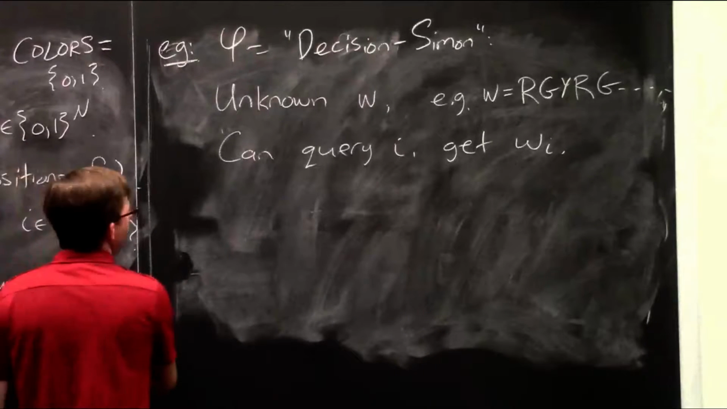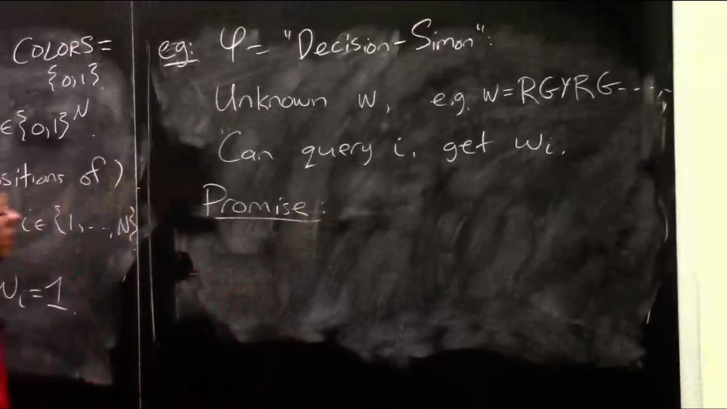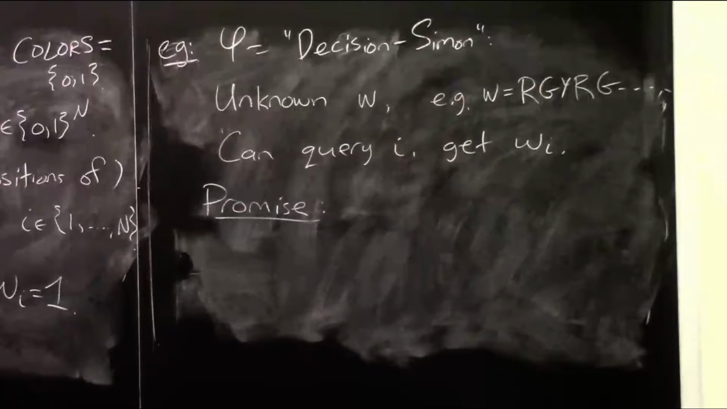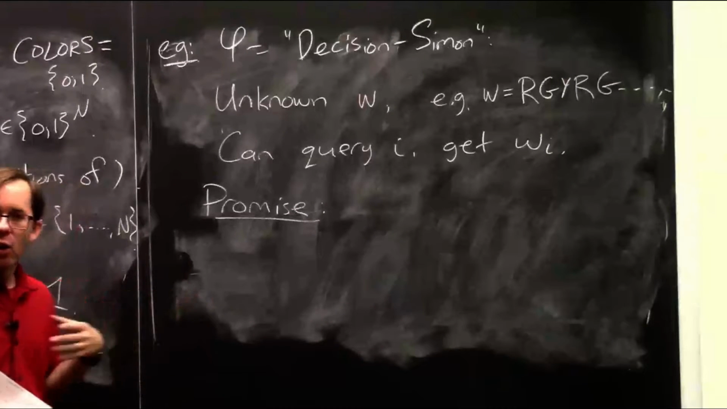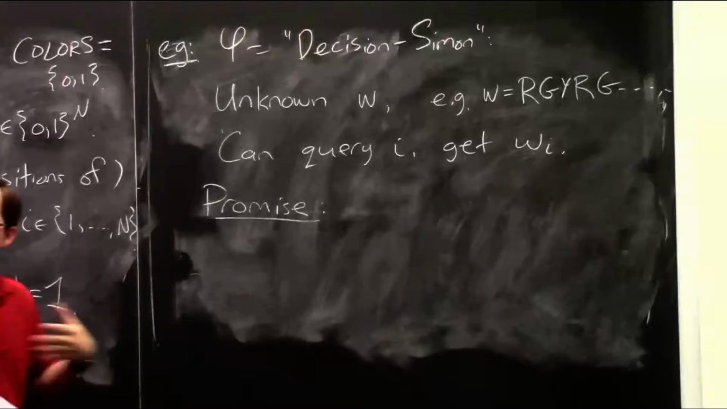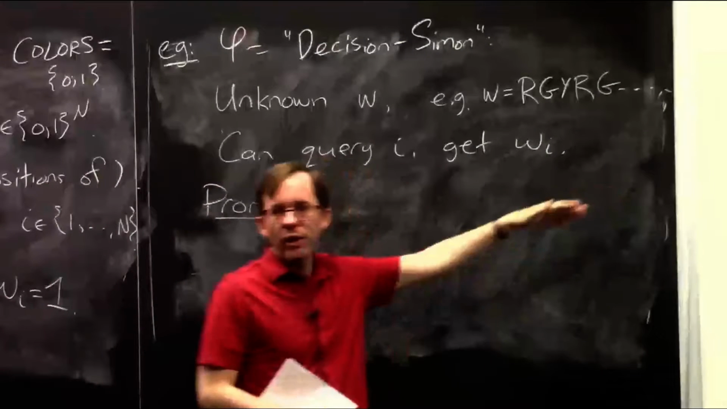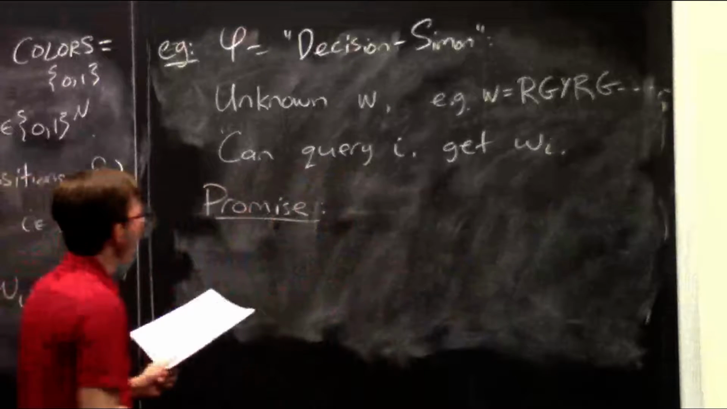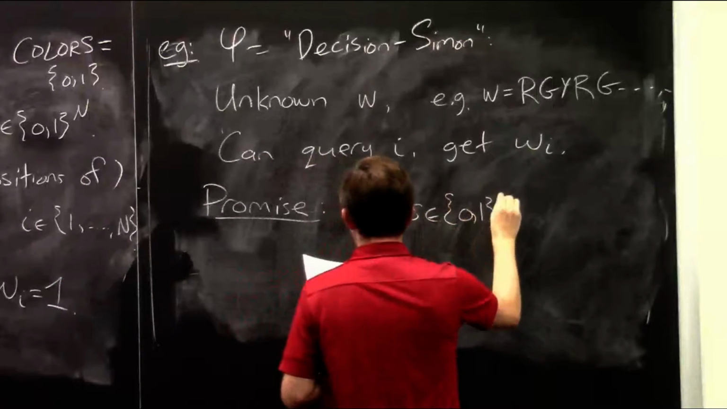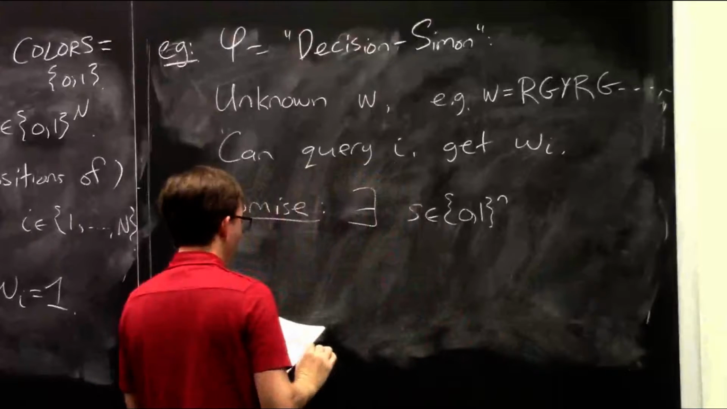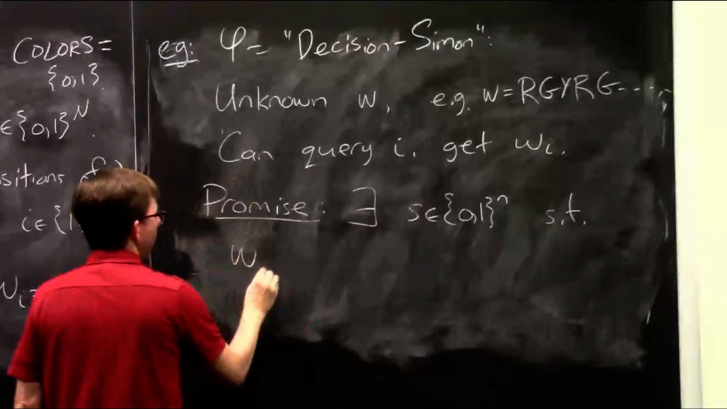Now, in Simon's problem, unlike in Grover's problem, there's a promise on the input. It's not any old W. The way we're going to do it is say that it's either S-periodic with a non-zero S, or with a zero S, which will essentially mean that, in the other case, all the entries of W are distinct. So let me write that. We're going to promise that there exists an S in {0,1}^n, not necessarily non-zero, such that W has this weird periodicity. It's weird in this notation.